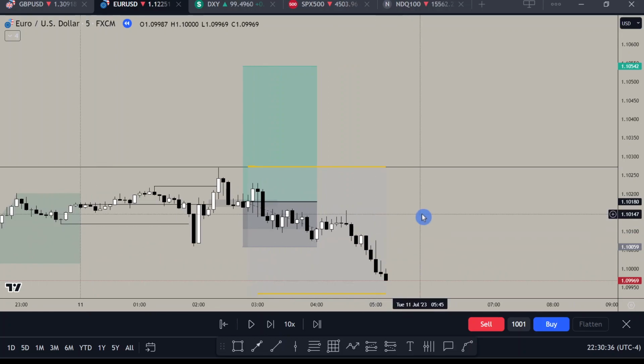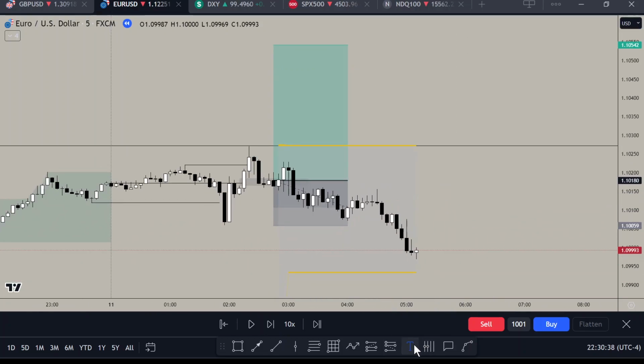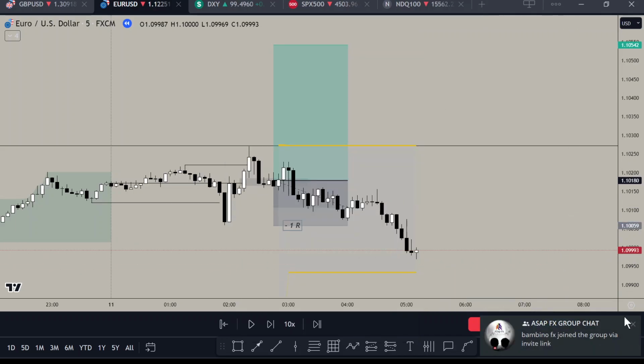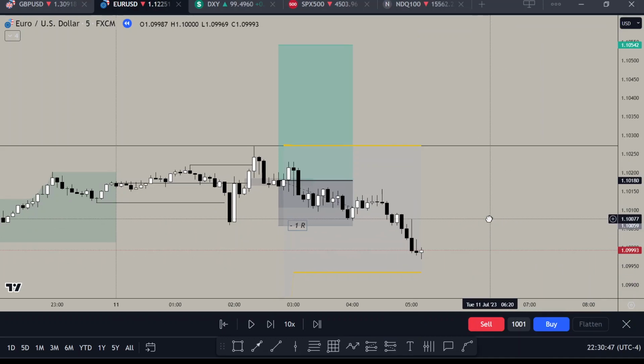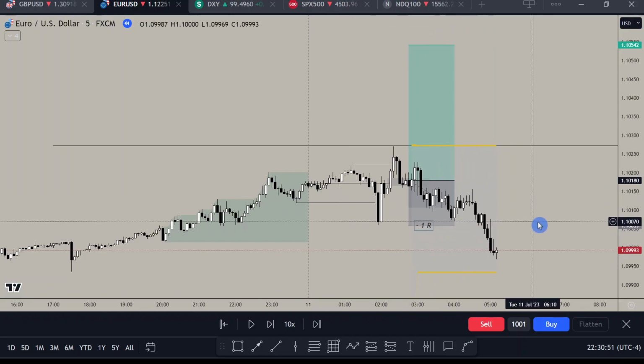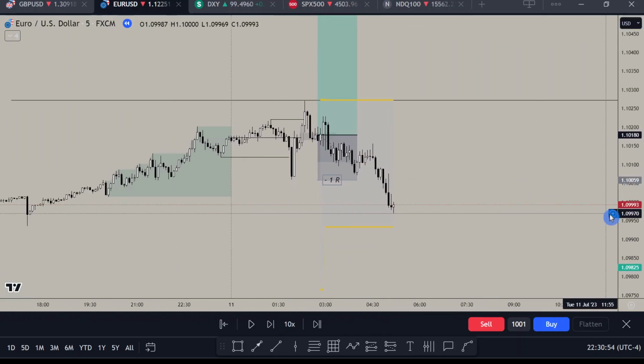So there you go. We took a loss. So -1R. Losses are inevitable. Every strategy has losses. So we have +3R and a -1R for landing on Tuesday.